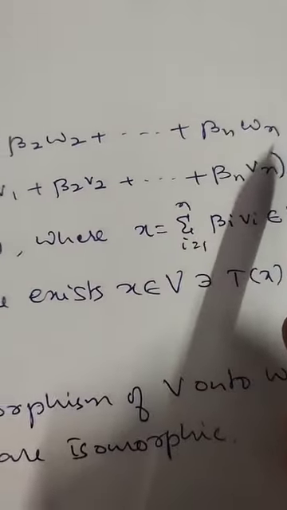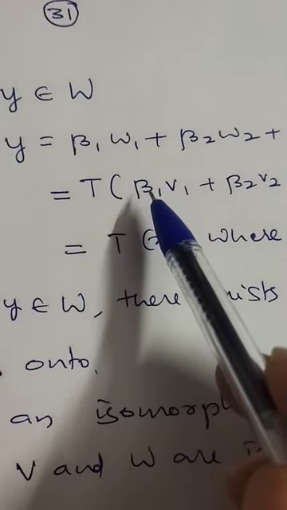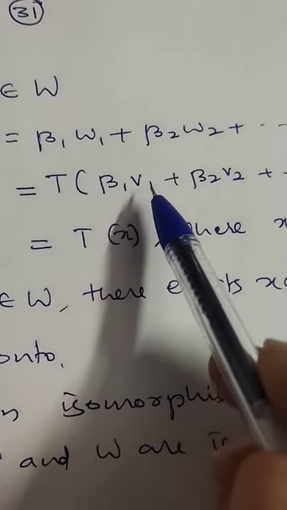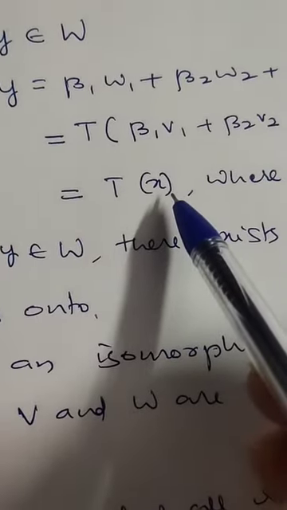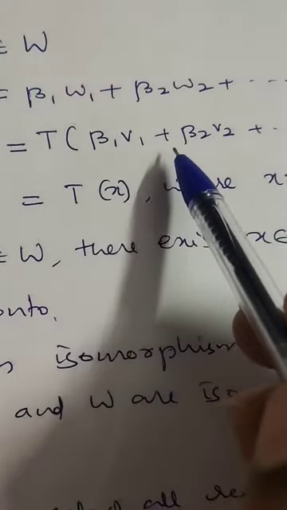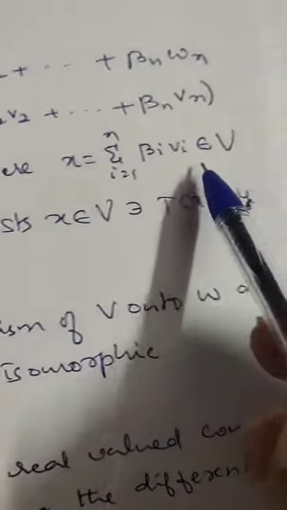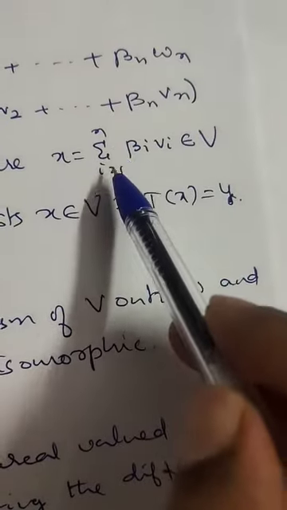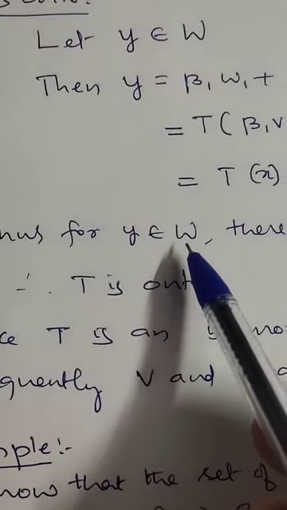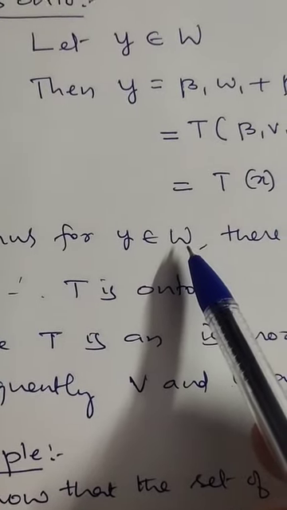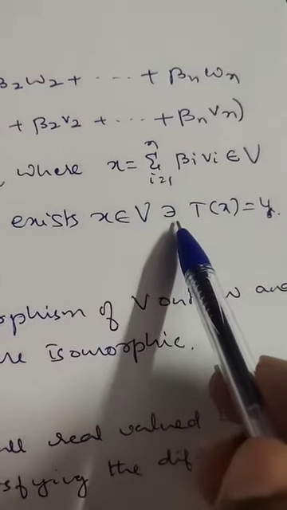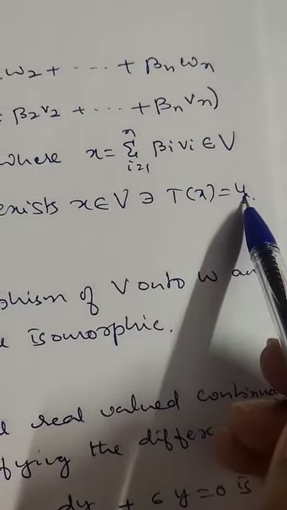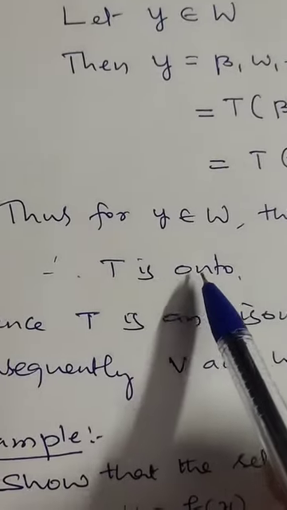So this is equal to T of beta 1 V1, T of beta 2 V2, etc., beta n Vn. So this is equal to T of x, where x is nothing but beta 1 V1, beta 2 V2, and so on. Where does it lie? It lies in V. x is the summation, i equal to 1 to n, beta i v i, which belongs to V. Thus for y belonging to W, that is, for y belonging to the codomain, there exists an element in the domain space, that is x belongs to V, such that T of x is equal to y. Therefore, by definition of ontoness, T is onto.